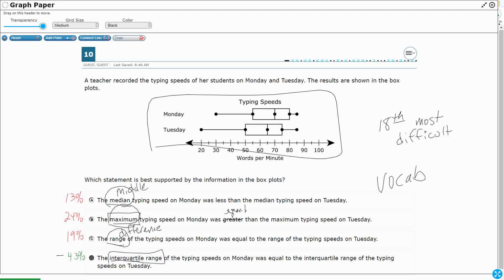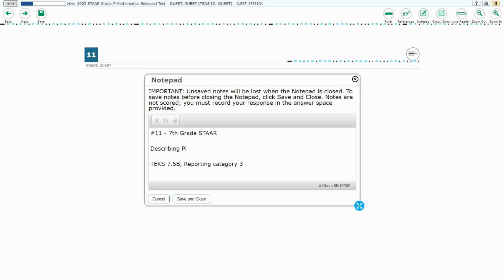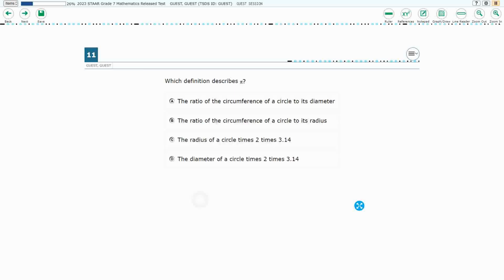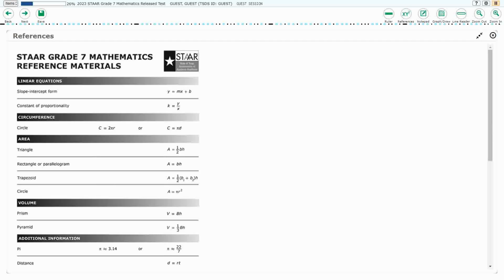or the interquartile range. For number 11, we are describing pi. This is TEKS 7.5b, reporting category 3. So we just need to find the definition of pi. Well, let's look at our reference materials. What do we know about pi?